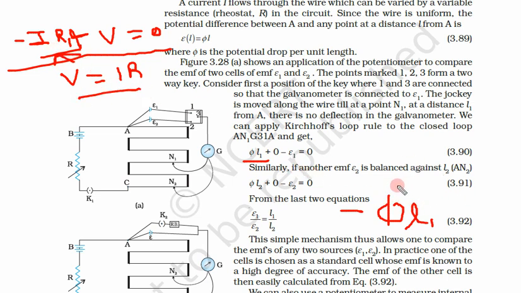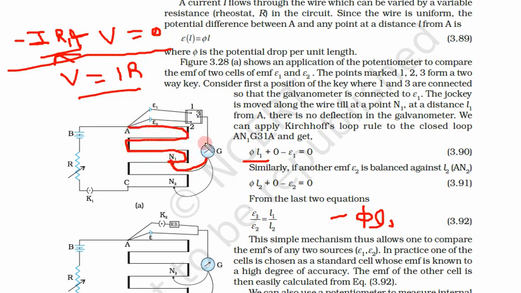Here, since this is potential per unit length, that means delta V upon delta L, multiplied by L, again this will give you some kind of voltage. So what do we see here? We see this is minus phi L1. If you go like this, this is minus phi L1.